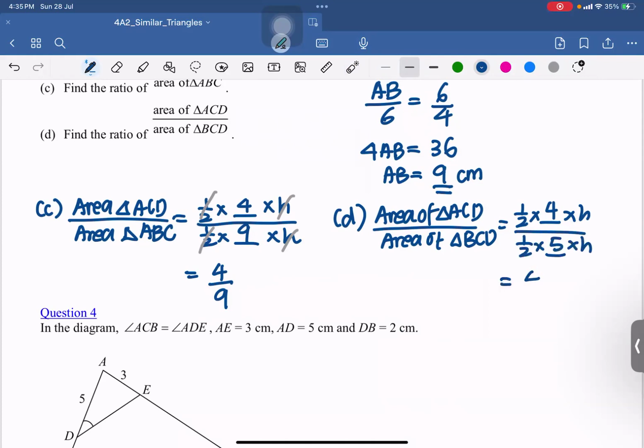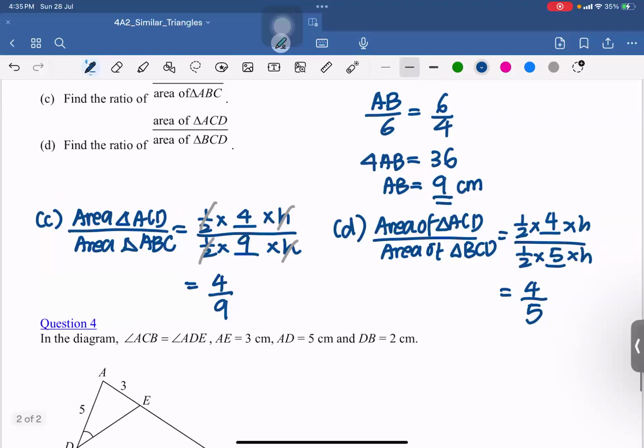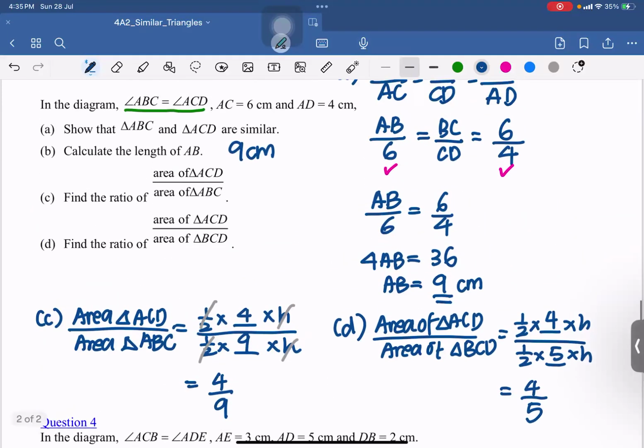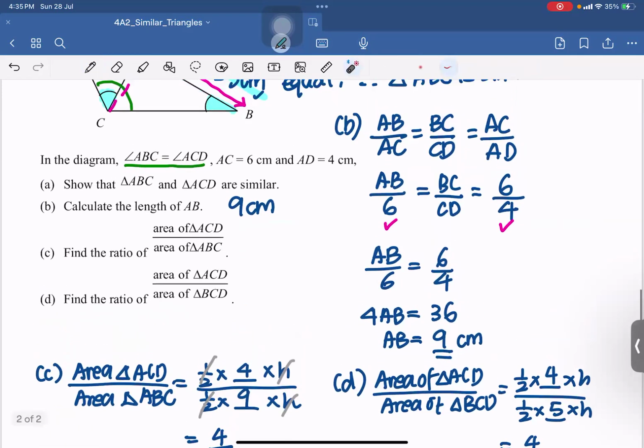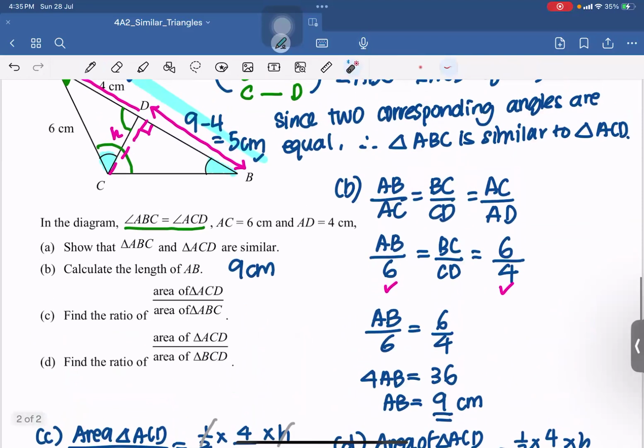So after cancellation, this will be 4 over 5. Okay, have you gotten the concept? Now, just to highlight one of the questions over here, for question C itself, you realize that at the same time, other than that, the two triangles are leaning side by side or they share a common height itself, they are also actually similar. So when we have similar triangles, we should use the ratio of the length, and we square it. So we notice that the ratio over here can be simplified to 3 over 2, right?